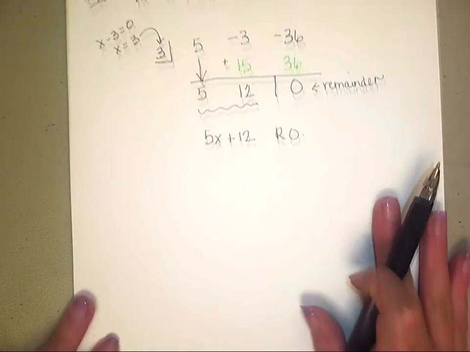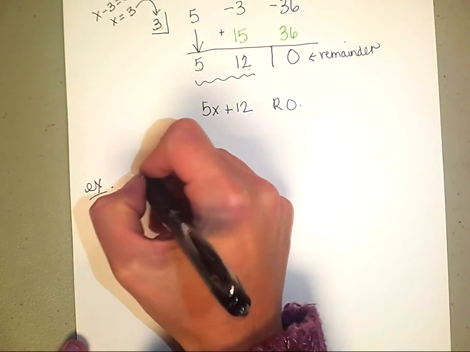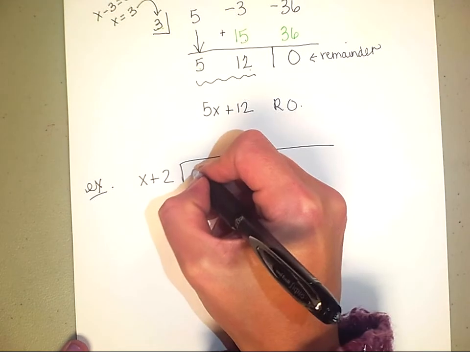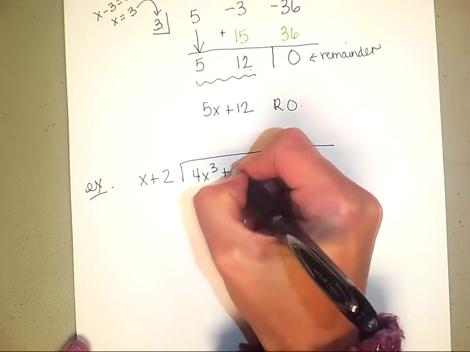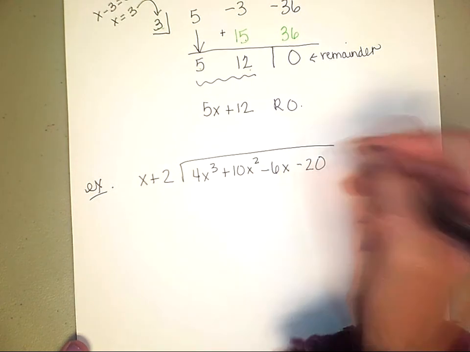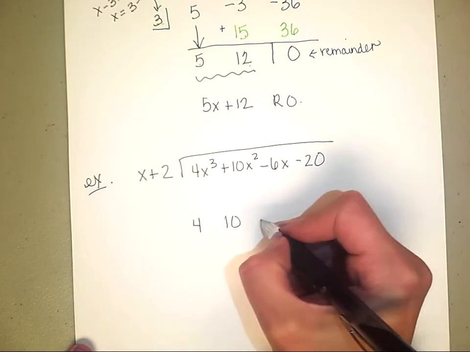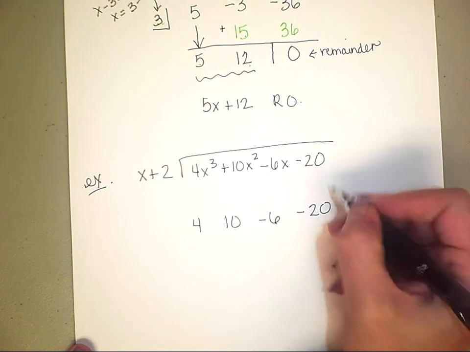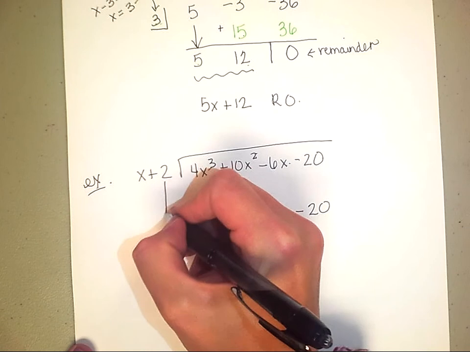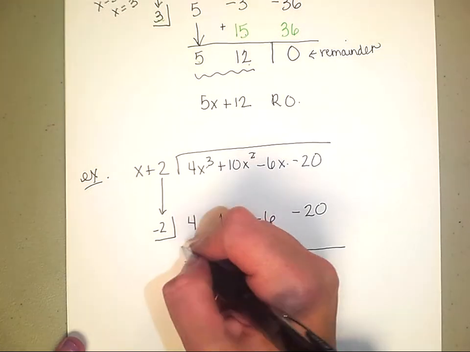Okay, let's try it again. Let's say we want to take x plus 2, and that will go into 4x cubed plus 10x squared minus 6x minus 20. So we pull the 4, the 10, the minus 6, and the minus 20. So 3, 2, 1, and none. So we're okay with that. We take the opposite of this sign, which is minus 2, and we begin.